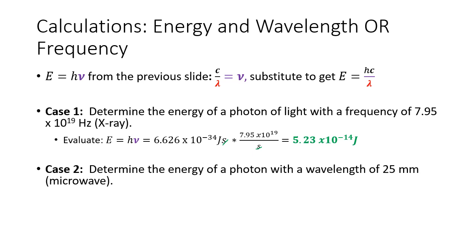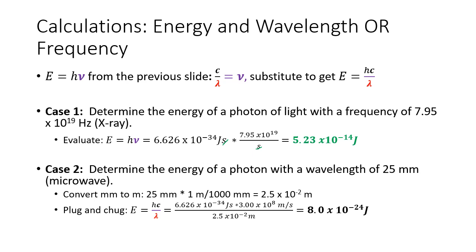In case 2, we have to determine the energy of a photon with a wavelength of 25 millimeters, which is a microwave. So we're first going to have to convert from millimeters to meters. Not that hard. We divide by 1,000. Now that we're in meters, we're going to use the E equals hc over lambda.